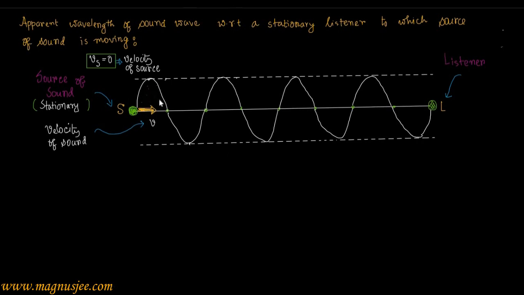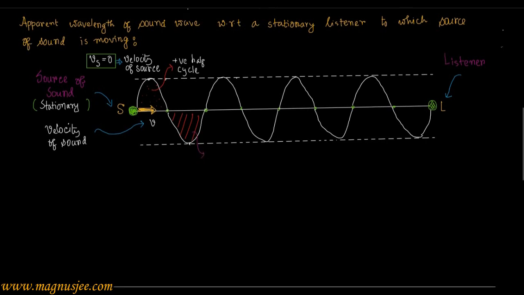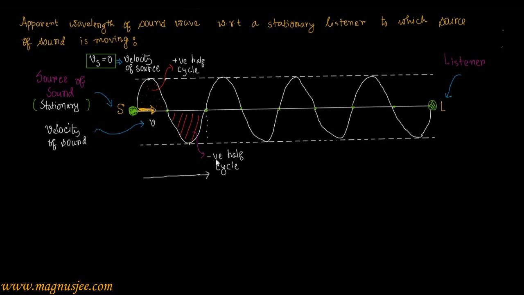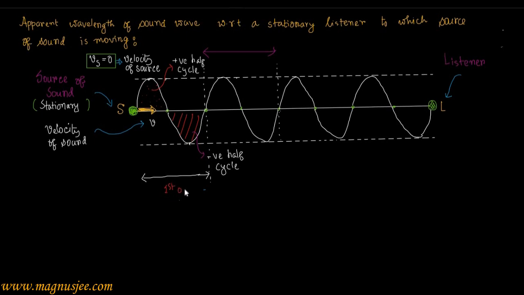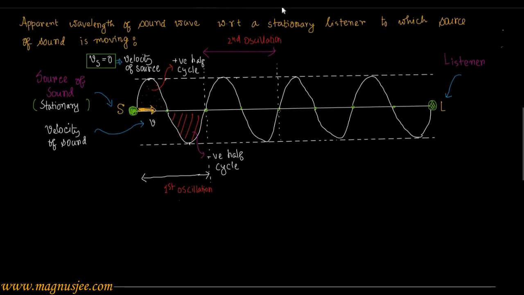We can denote the positive half cycle and negative half cycle. During the first oscillation, this is the positive half cycle of the sound wave, and that is the negative half cycle. This is one complete oscillation, or the first oscillation. Now we can denote the second oscillation, or second wave, during the propagation of the sound wave in the medium.